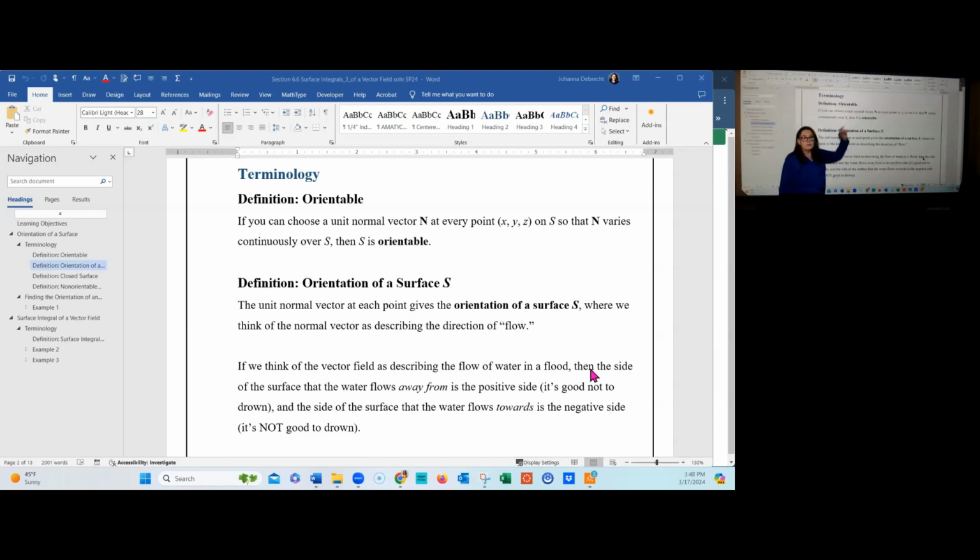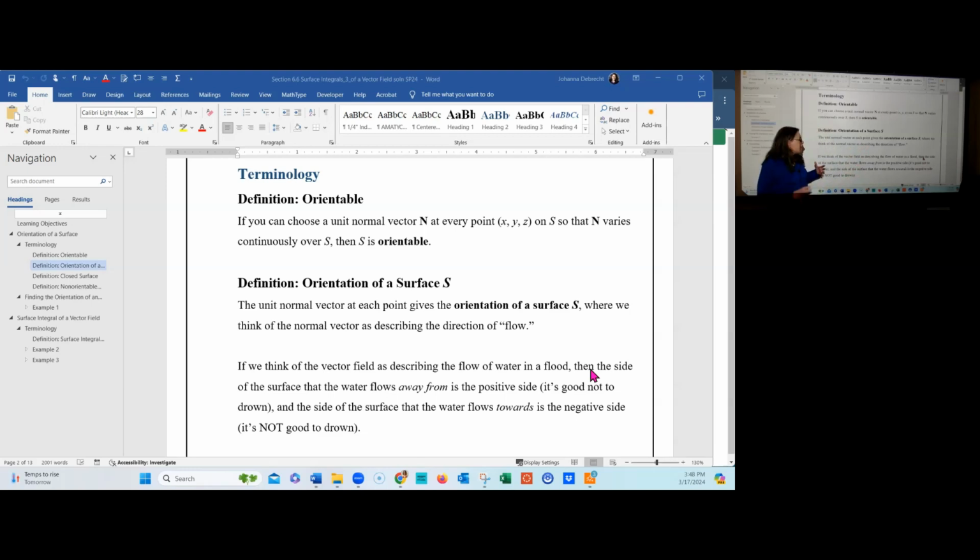Let's define what we mean by an orientable surface. Let's suppose that on our surface, we can choose a unit normal vector at every point on the surface, so that the normal vector varies continuously over the surface. If it varies continuously, then we say that the surface is orientable. Now, the unit normal vector at each point will give us the orientation of the surface, where we think of the normal vector as describing the direction of the flow.